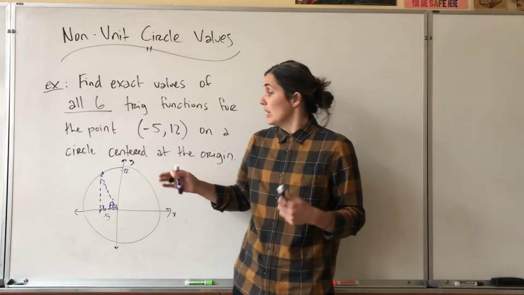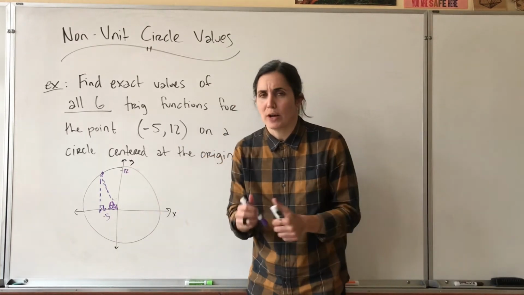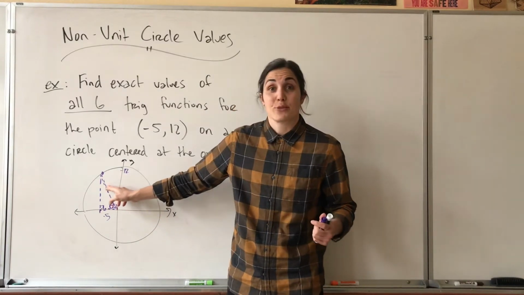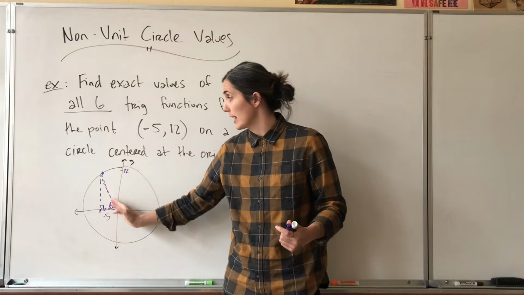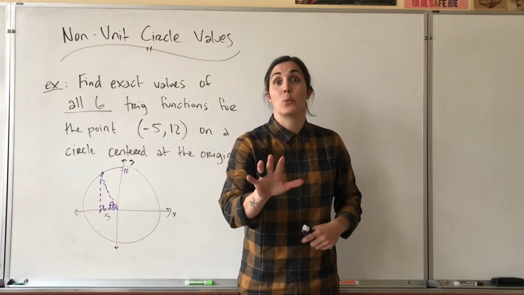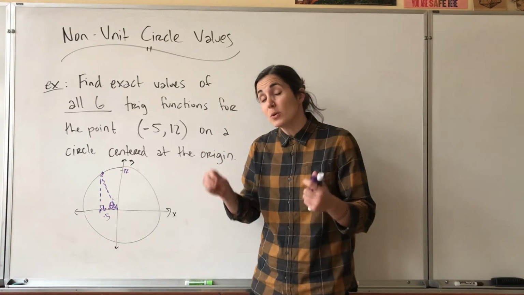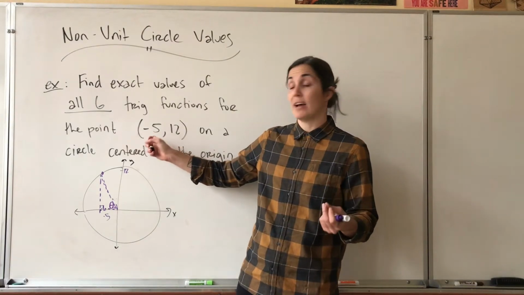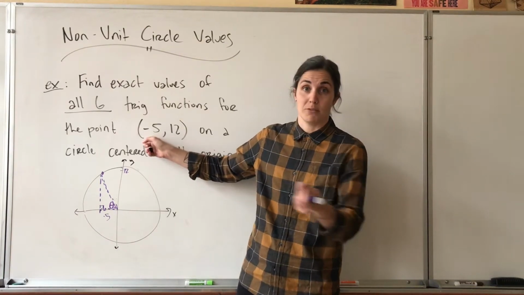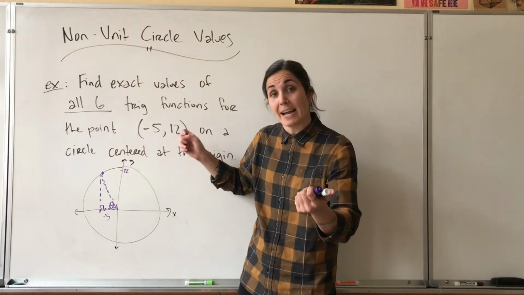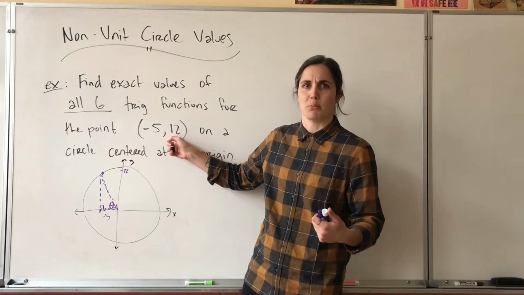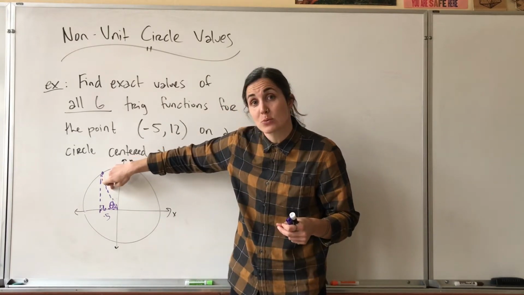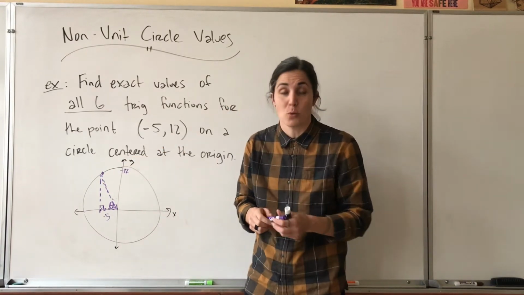So even though we're not on the unit circle, and hopefully we can remember that the unit circle has a radius of 1, clearly here that radius or hypotenuse is not 1. On the unit circle, the reason it's so special is because the cosine value is the x-coordinate of a point, and the sine value is the y-coordinate of a point. That's only true because the radius is 1, because the hypotenuse is 1.